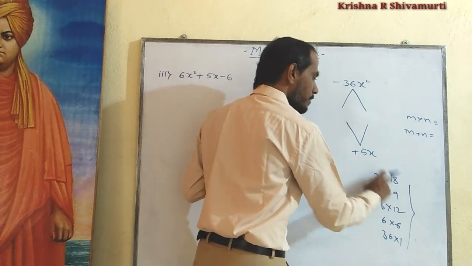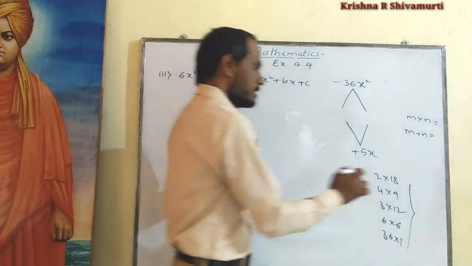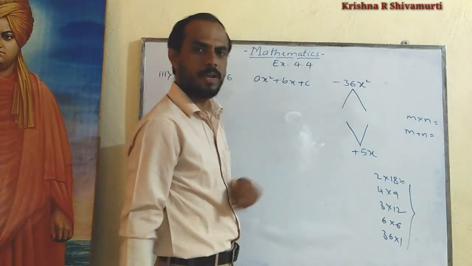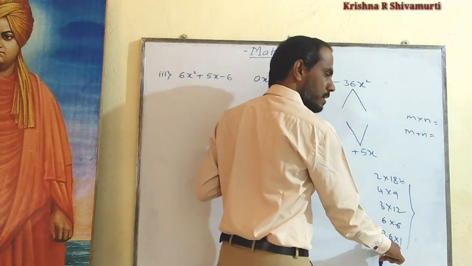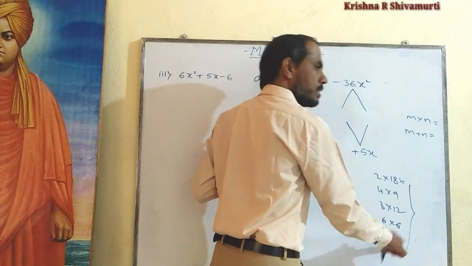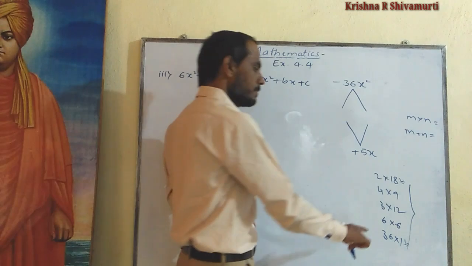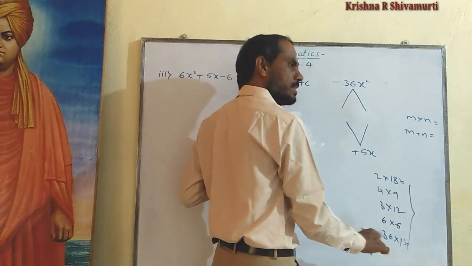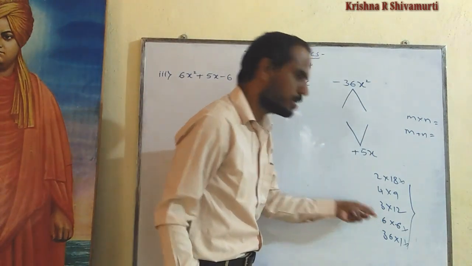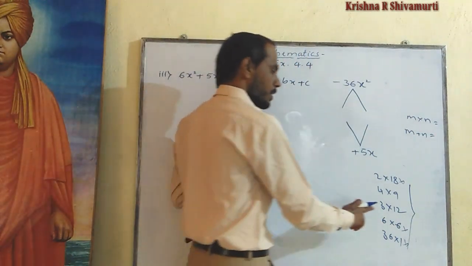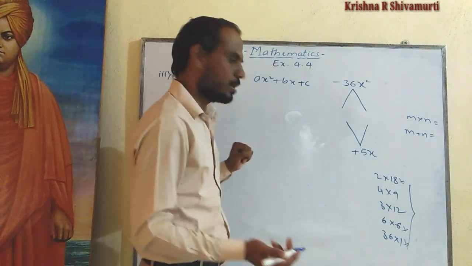2 plus 18 will not give 5, and 18 minus 2 will not give 5. This is a failed pair. Next, 36 and 1: adding gives 37, and 36 minus 1 is 35. It also fails. 6 plus 6 or 6 minus 6 does not give 5. For each pair you have chosen, add and check. 3 plus 12 is 15, 12 minus 3 is 9. It also fails.